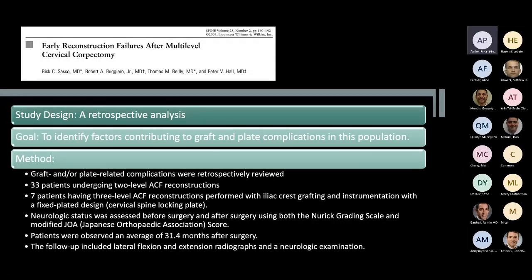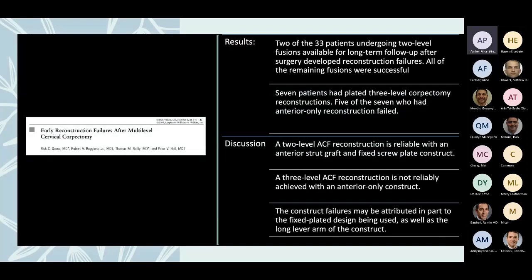So this was a retrospective analysis that looked at cervical corpectomies. They reviewed patients who underwent 2 level corpectomies (33 patients) and 7 that underwent 3 level anterior cervical corpectomies. Importantly, they used a fixed plate design, which is a cervical spine locking plate, and they evaluated their Nurick and MJOA scores and followed them for about 32 months after surgery. What they found was that only 2 of the 33 patients that underwent a 2 level corpectomy developed reconstruction failures, but that was in contrast to the 5 of the 7 who underwent a 3 level corpectomy.